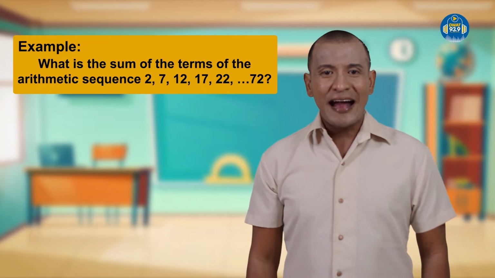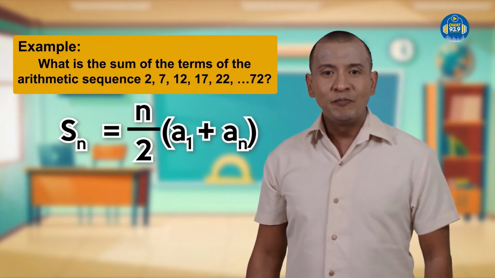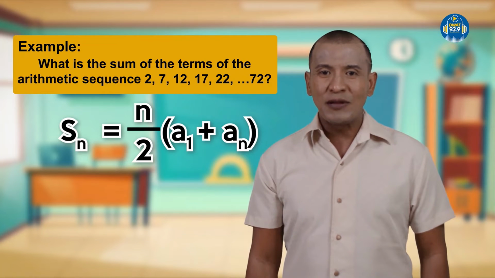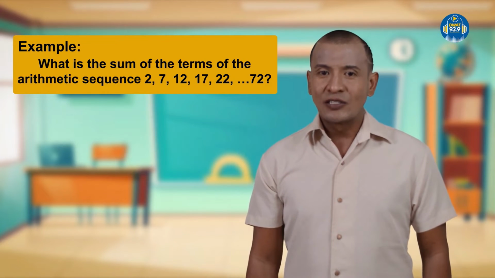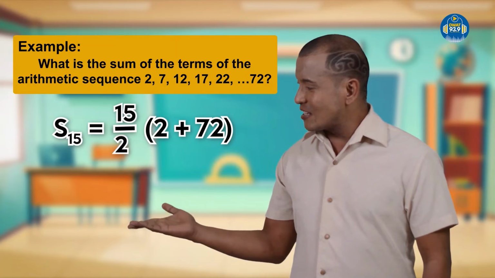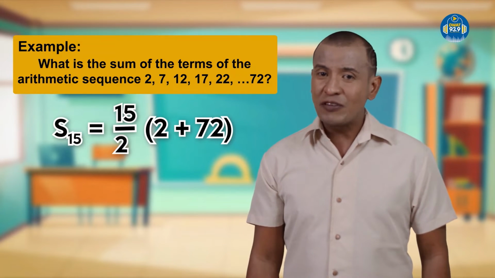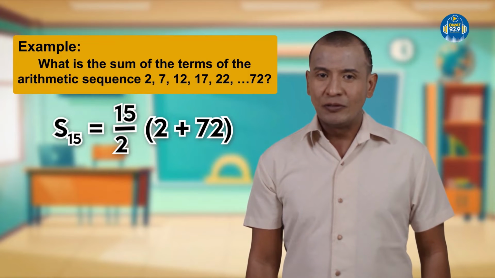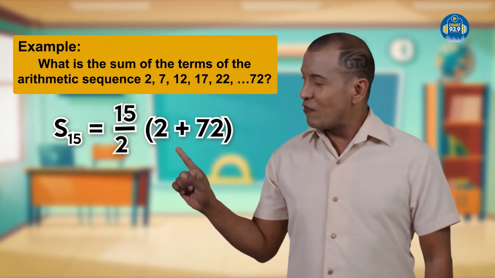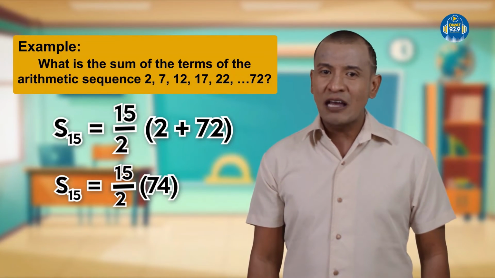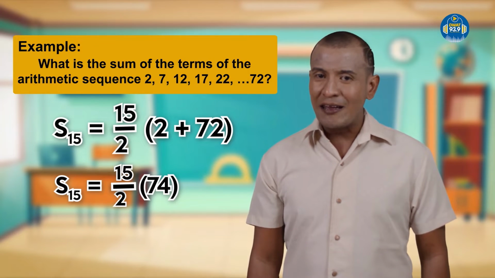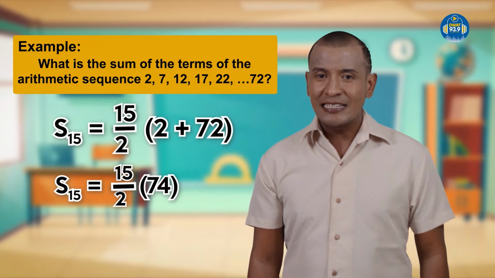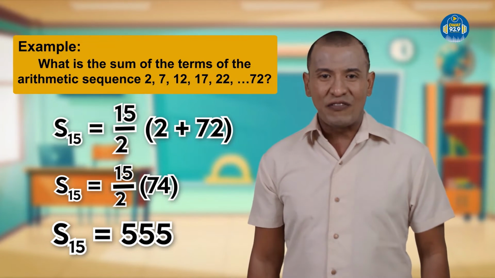Then, we have S of n equals n over 2 times a sub 1 plus a sub n. So we have S of 15 equals 15 over 2 times 2 plus 72 equals 15 over 2 times 74. Multiplying, we have the sum of the first 15 terms is 555.